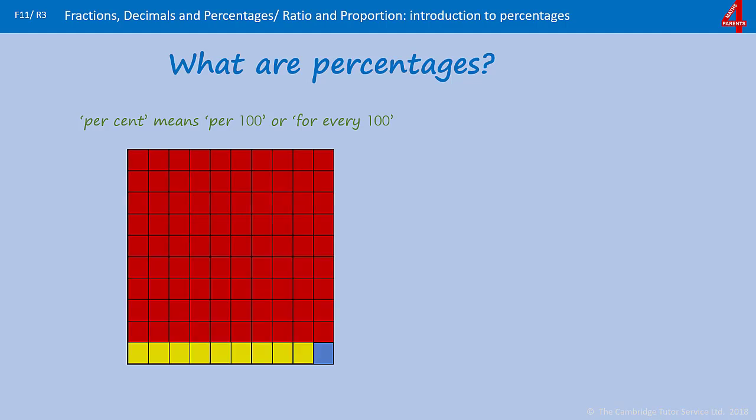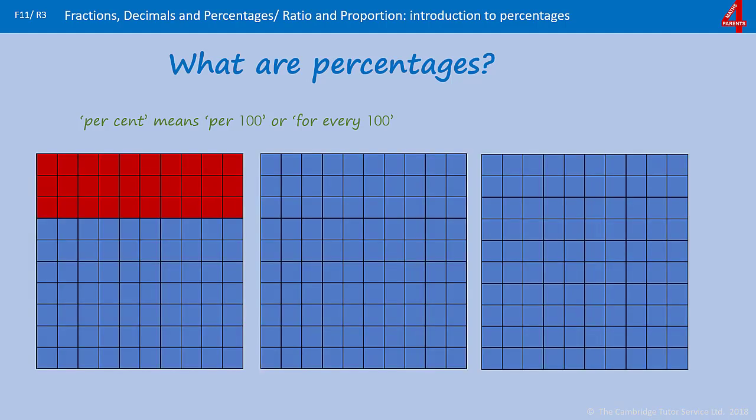Here we have 99 out of 100 blocks covered, so that's 99%. If we add one more block, we filled in the whole thing. We filled in all 100 of the 100 squares. That's 100%. One whole thing is 100%.